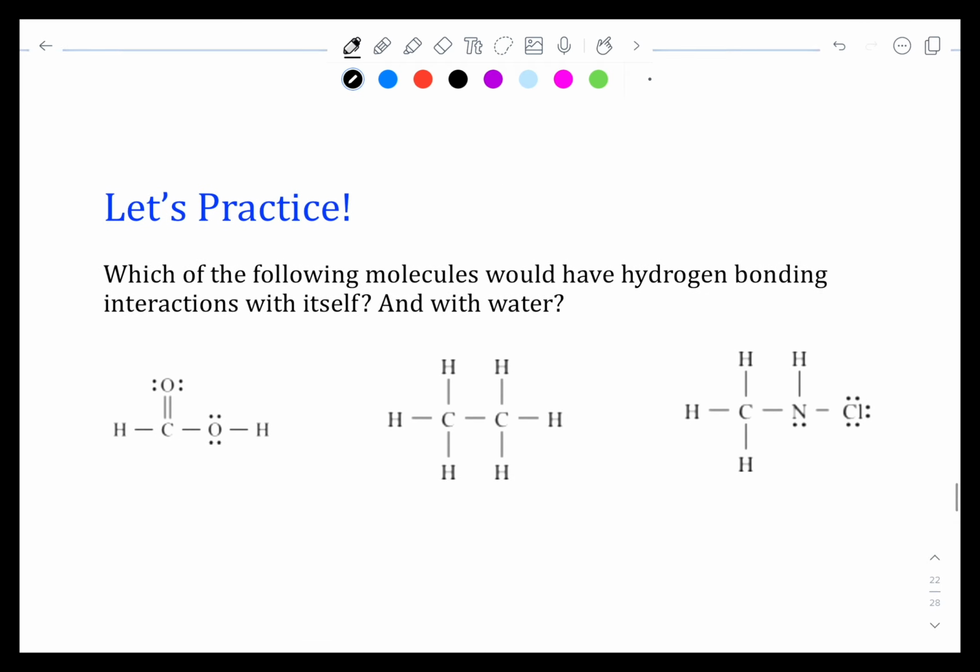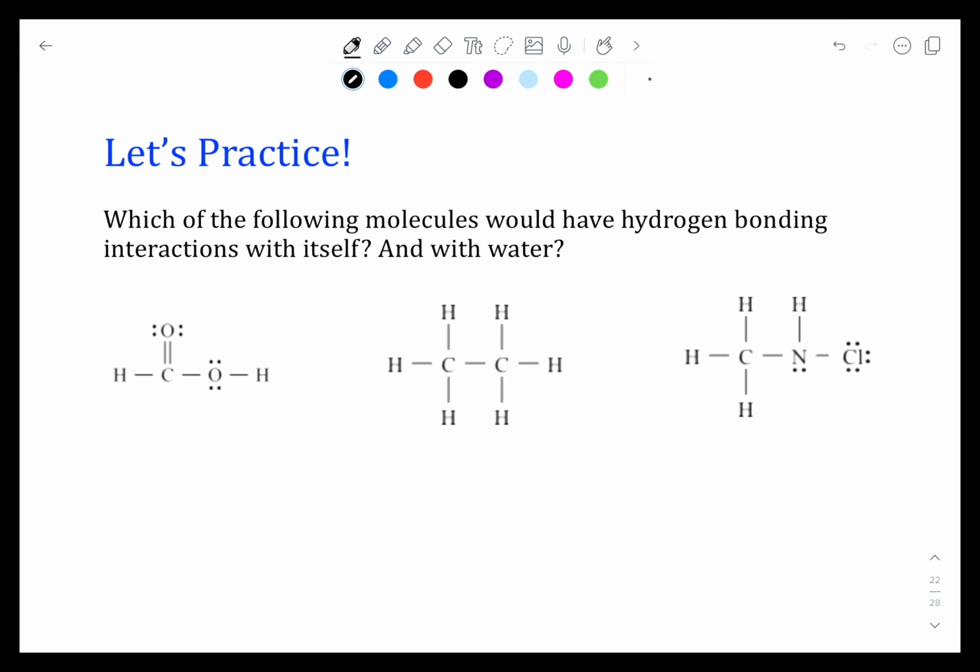Okay, let's do some more. Which of the following molecules would have hydrogen bonding interactions with itself and with water? Water has OH, so that does have hydrogen bonding. Okay, and in water we have a partial negative and partial positive. So let's look at interactions with itself. Let's do that one first.